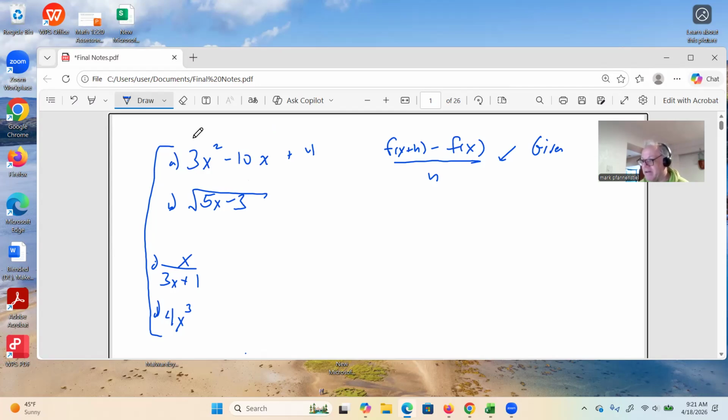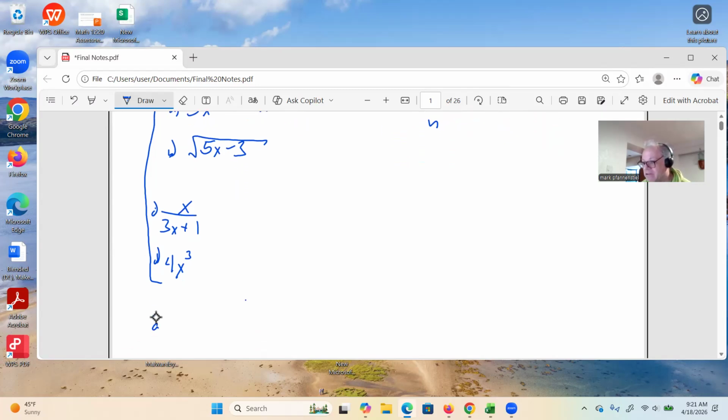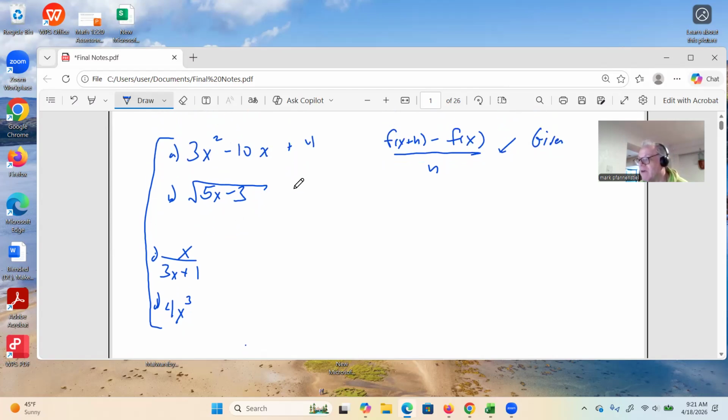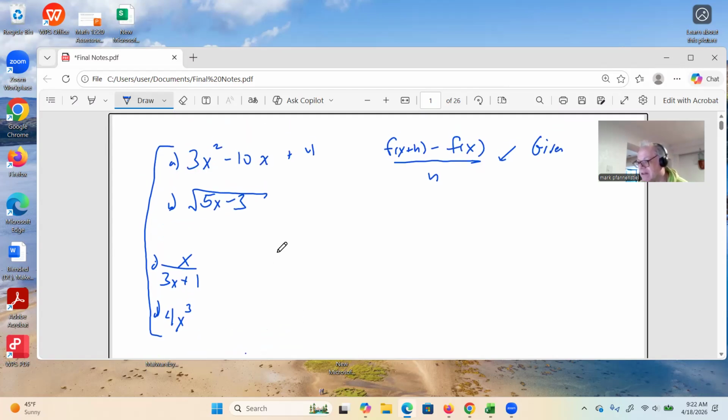So the idea here is that everywhere you see an x, you're going to replace it with an x plus h. Let's go ahead and we'll start in on problem number A, and we'll just work through all of these as we can, okay? So we have 3x squared minus 10x plus 4. And we're going to figure out the difference quotient here.